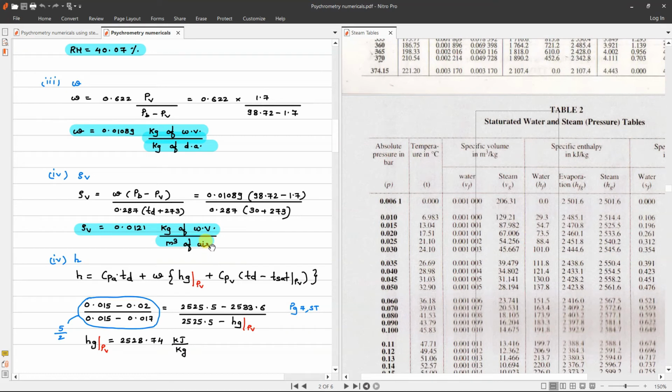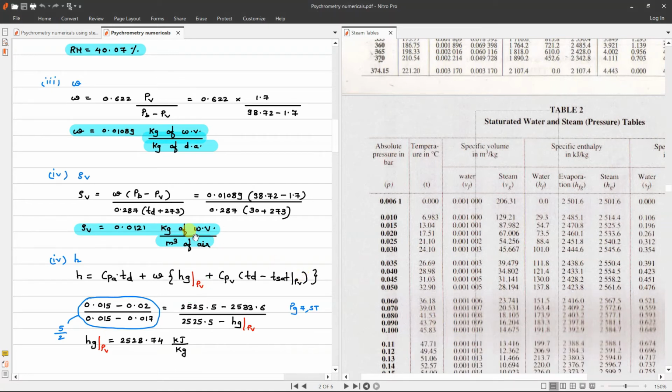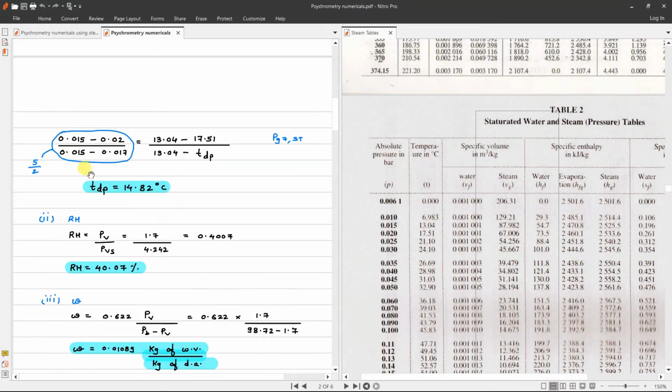Now understand, in this equation we have to find Hg at PV. What is this PV? Basically it is either pressure, or you can say that the Hg value is at dew point temperature. Now that PV value, we have already considered this left hand side. That is why I told you to calculate that ratio and keep it. So if you consider this left hand side part, 0.015 minus 0.02 divided by 0.015 minus 0.017, that ratio we have calculated as 5 divided by 2.